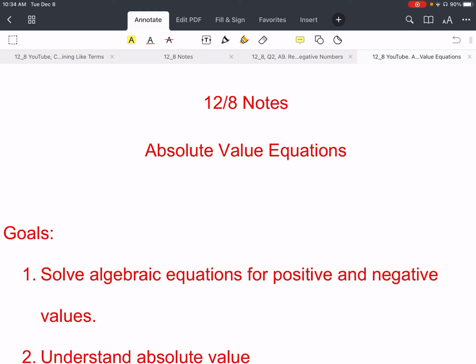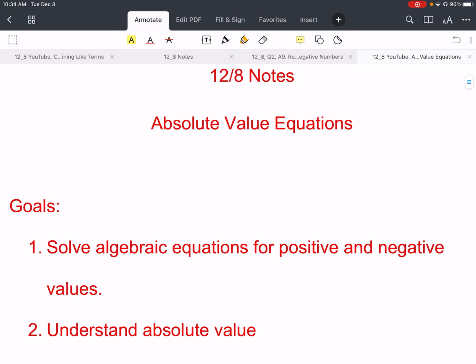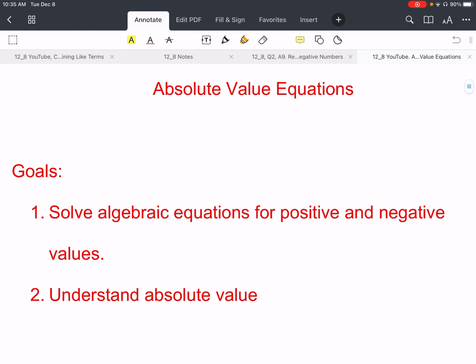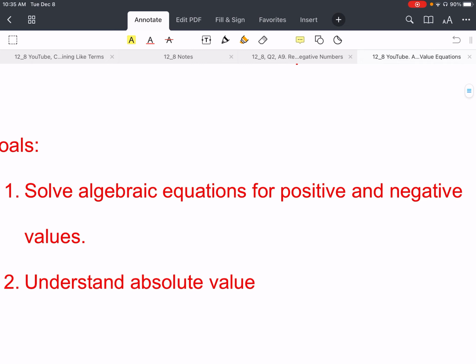All right, today's lesson is going to be on absolute value equations. We are going to keep these pretty simple today, and tomorrow we'll make them a little more complicated. So remember, the writing in red is what will be important for your math notebook, and pause this video whenever you need to. So our goals are to solve algebraic equations for positive and negative values, and to understand absolute value. So the equations will be pretty basic today, but the absolute value will be important.